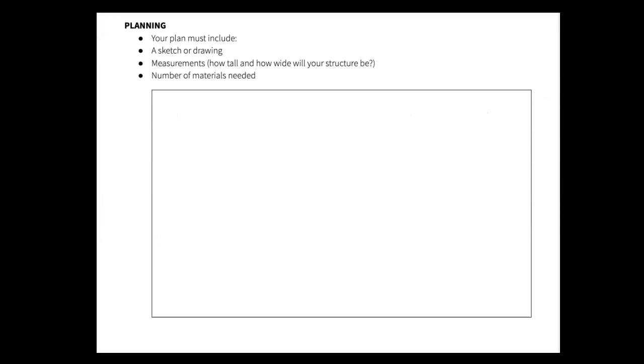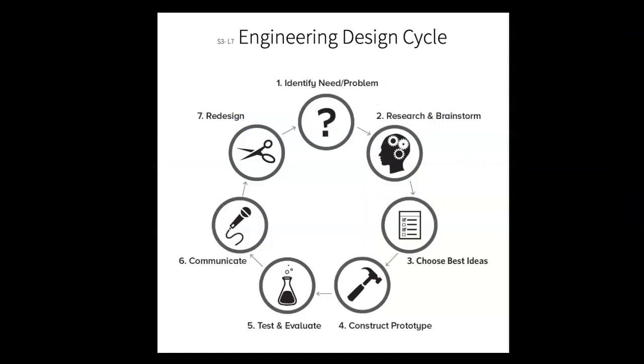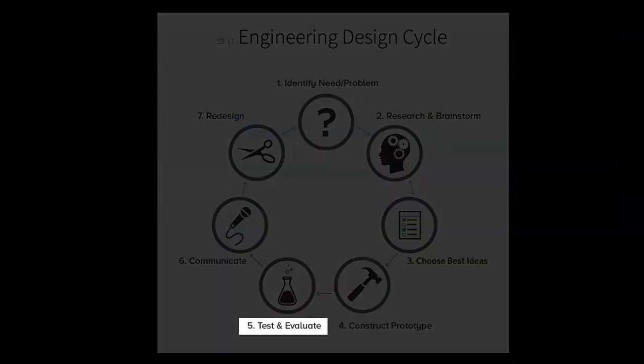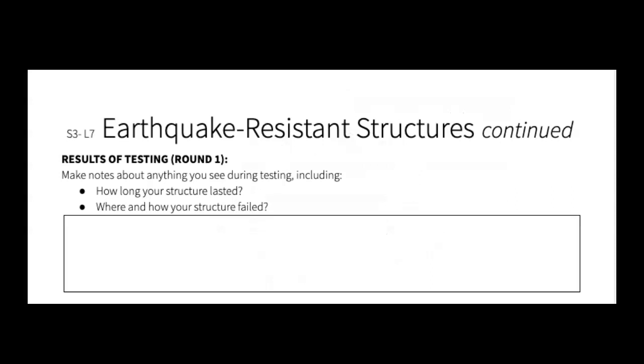Next, students will brainstorm ideas as a group, choose their best ideas, and develop their prototypes. In the Explain portion of this lesson, students will describe their prototype to the class and how it will help solve the problem at hand. They will then test their structure on the shake table and evaluate if the structure meets the requirements of the project. Students will record the results from round 1 of testing in their student journal.